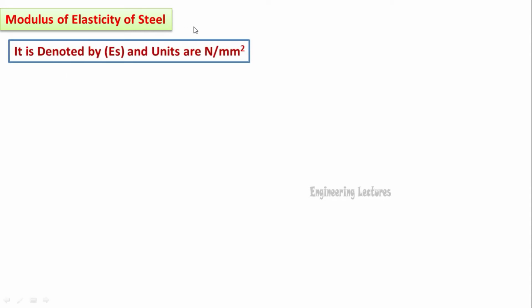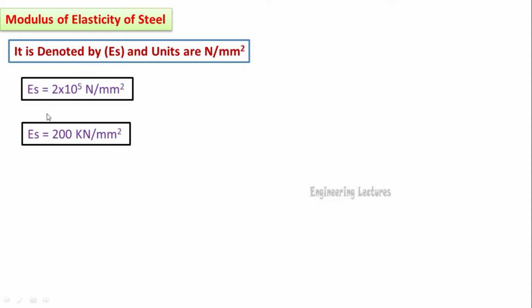Now, modulus of elasticity of steel. What is modulus of elasticity of steel? It is the ratio of stress and strain of steel. It is denoted by ES and the units are Newton per mm square. The value is ES equal to 2 into 10 power 5 Newton per mm square. If we write this in kilonewton per mm square, it is 200 kilonewton per mm square.